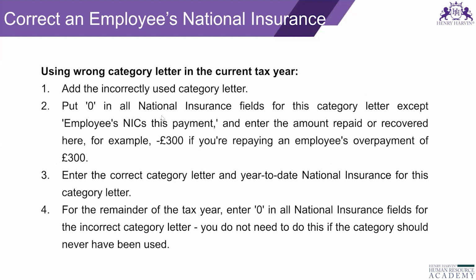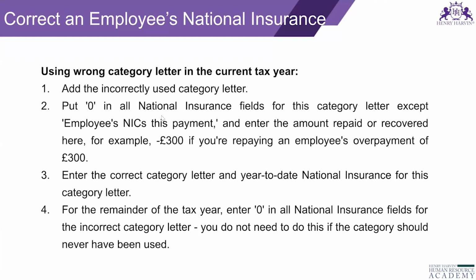Put zero in all National Insurance fields for this category letter except employee's NICs this payment. You remember that we have seen multiple NIC fields, so you have to put zero in all those fields. Only mention the employee's NICs this payment because you need to correct the amount and enter the amount repaid or recovered here. For example, only the adjustment that you have made. If you are repaying an employee's overpayment of £300, you put the amount you are repaying.